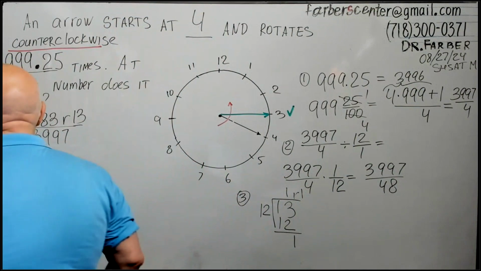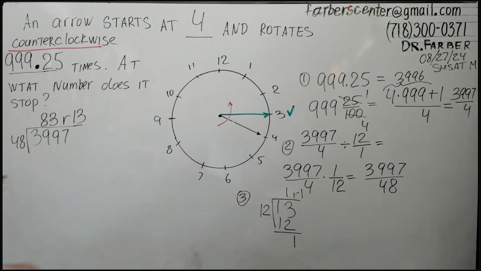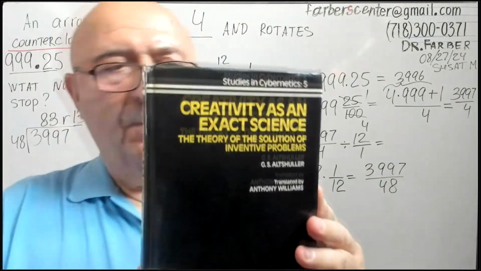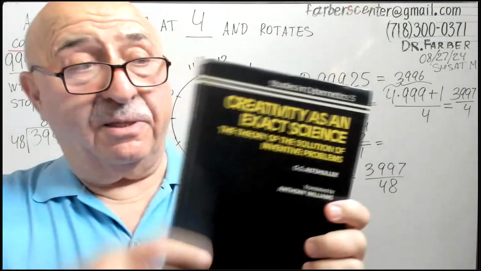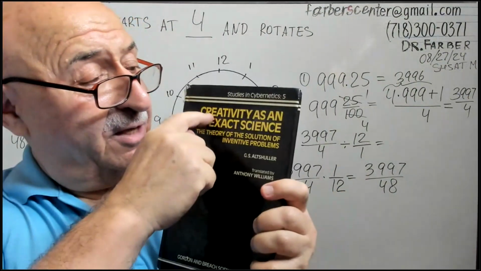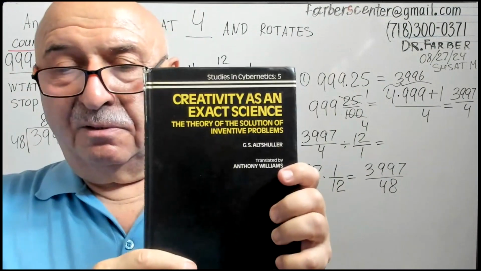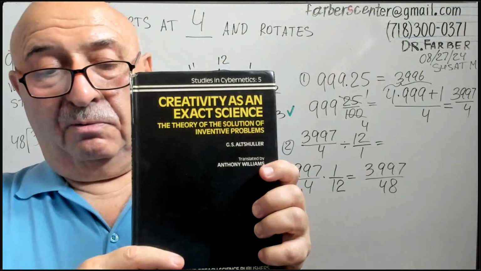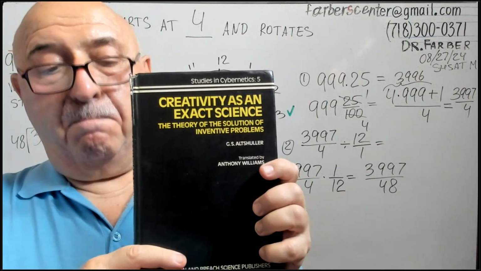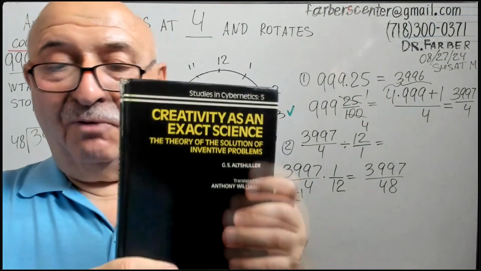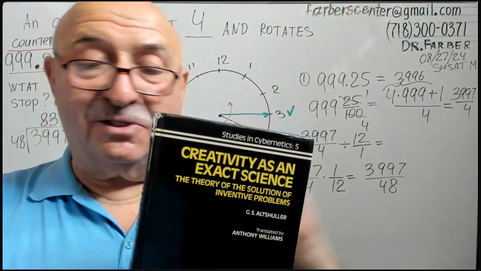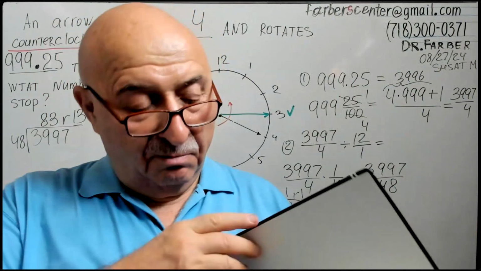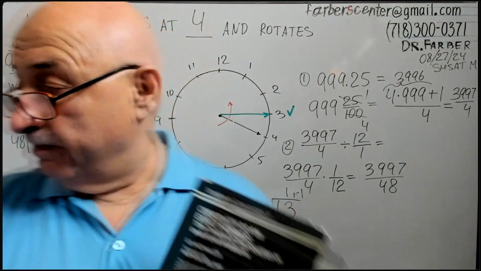Remember my favorite book? Well, this one. Look at this. The book is written by my teacher. You see? I show this book, right? Creativity is an exact science in cybernetics. Even creativity is an exact science. And what is the most exact science in the world, Karen? Math. Yes. Even creativity is exact. Math is exact. It's not about 2 times 2 being about 7. No. 2 times 2 is 4.